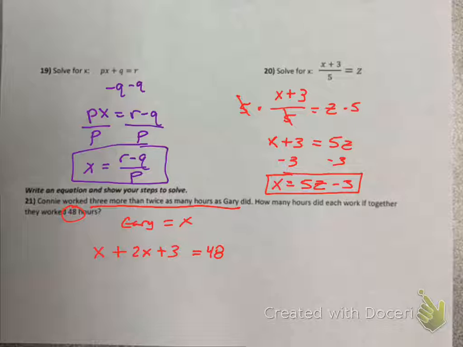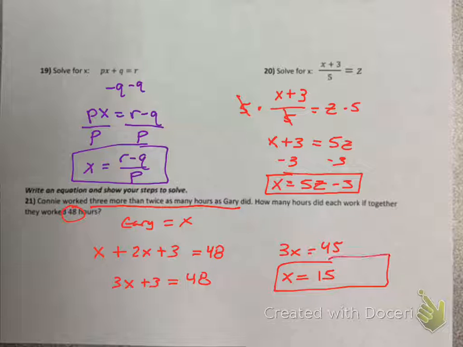So now we just want to solve this. So we're going to combine our like terms. So 3x plus 3 equals 48. We'll subtract 3. So that's 3x equals 45. We'll divide by 3, and we get x to be 15. So that means, in this case, Gary worked 15 hours, which means Connie must have worked the other 33 hours.